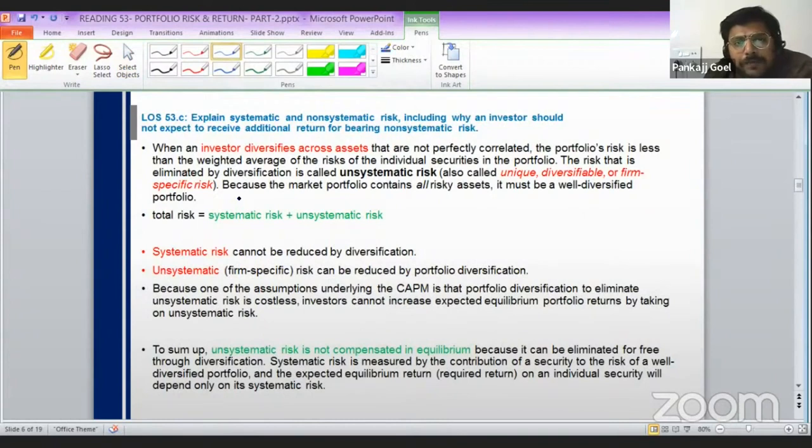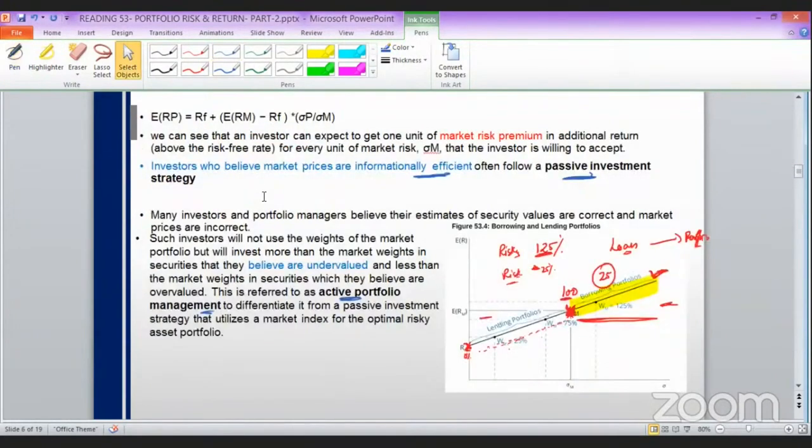Now again, you know. So can you go on the previous slide? Just one more. Yes.